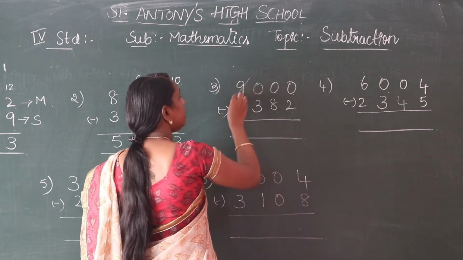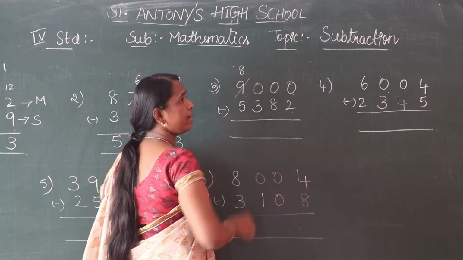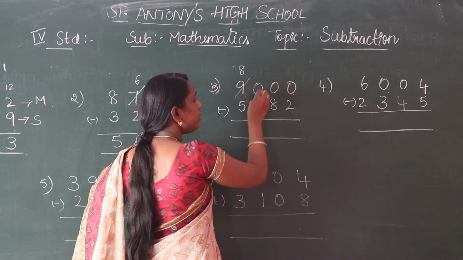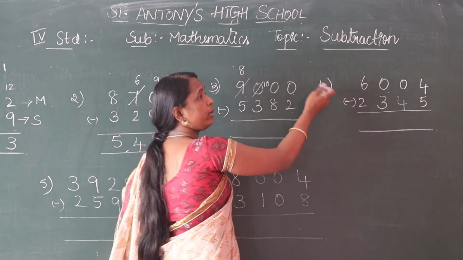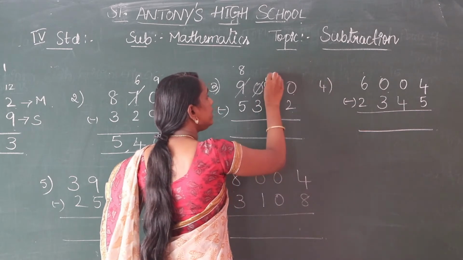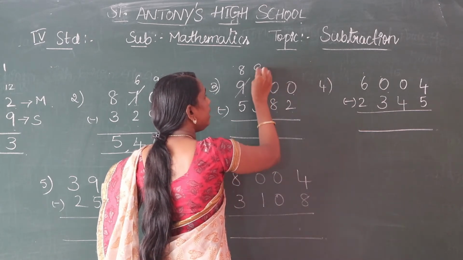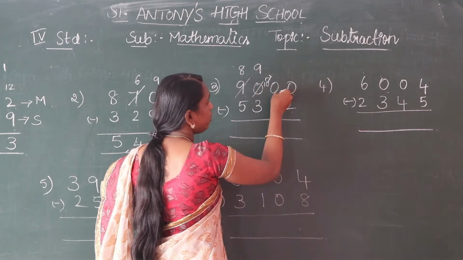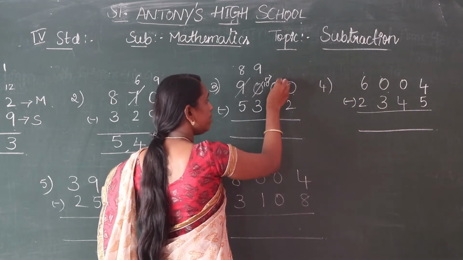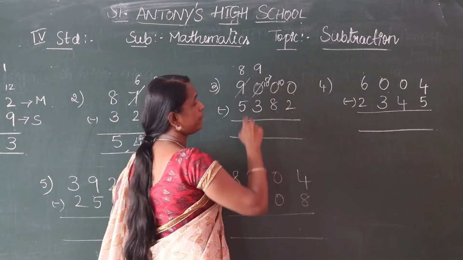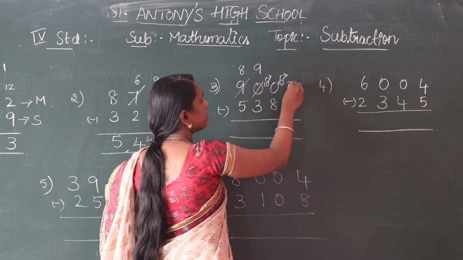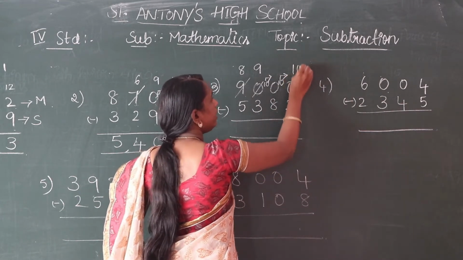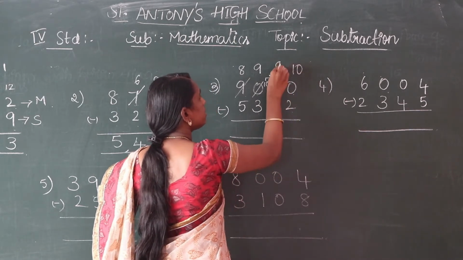This 9 becomes how much, children? 8. This 0 becomes 10. So we have to give the borrow to other places, no? So this 10 becomes 9. So we give borrow to the tens place. This also becomes 10. Again we give borrow to the unit place. So this 0 becomes 10. This 9 becomes how much? 9.